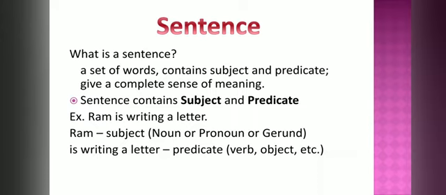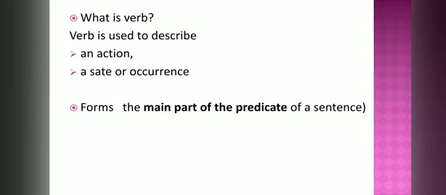Here, it contains the verb is writing. A letter is an object. So, the predicate part of a sentence contains verb, object, etc. What is a verb? A verb is used to describe an action, a state or occurrence. Verb forms the main part of the predicate of a sentence.